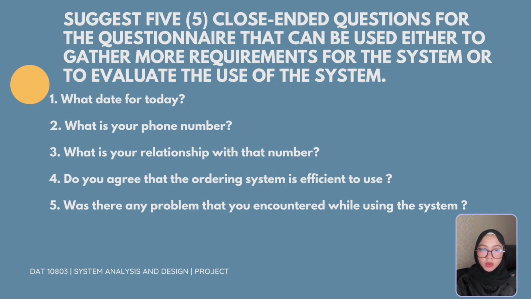There are 5 close-ended questions for the questionnaire that can be used to gather more requirements for the system. First, what is the date today? Second, what is your phone number? Third, what is your relationship with that number? Fourth, do you agree that the ordering system is efficient to use? Fifth, was there any problem that you encountered while using the system?